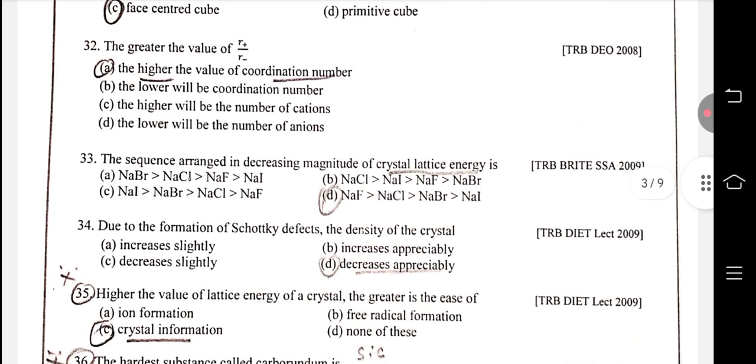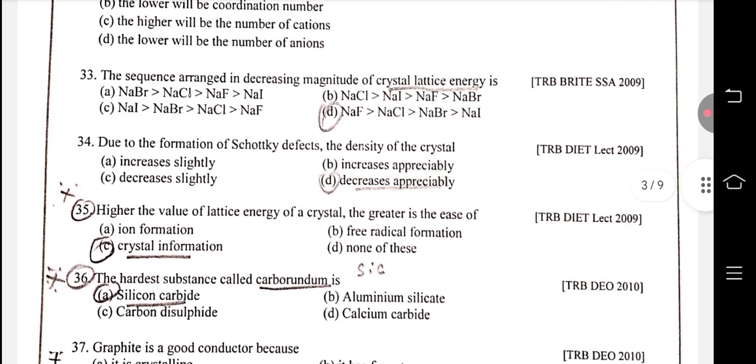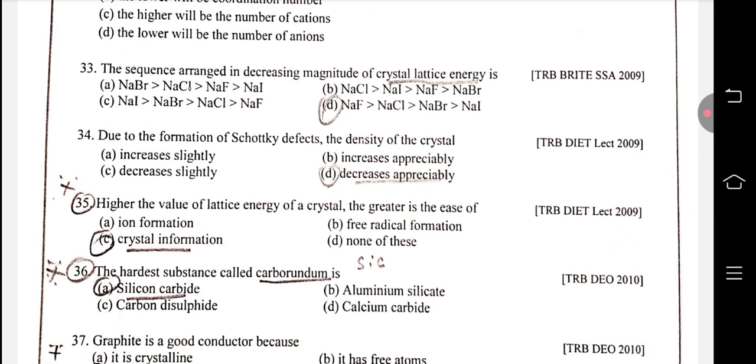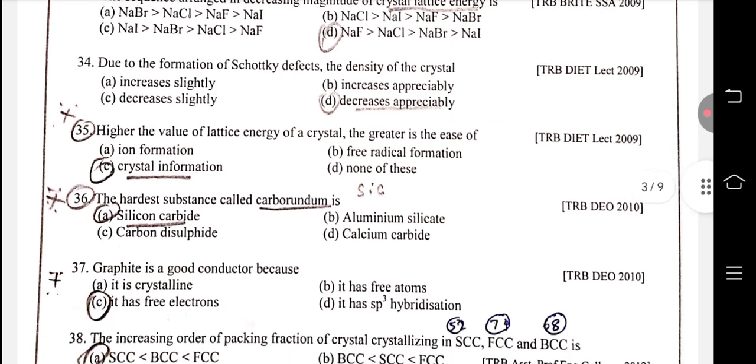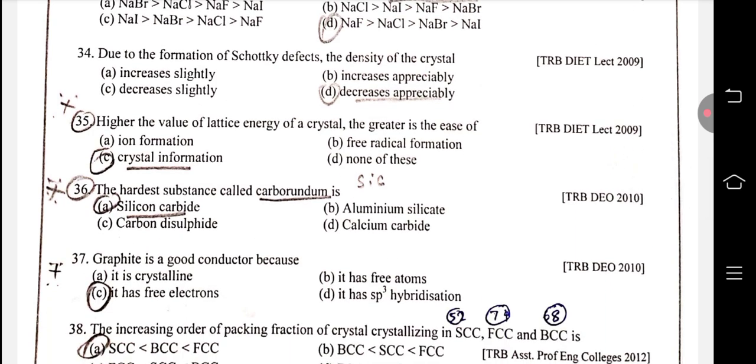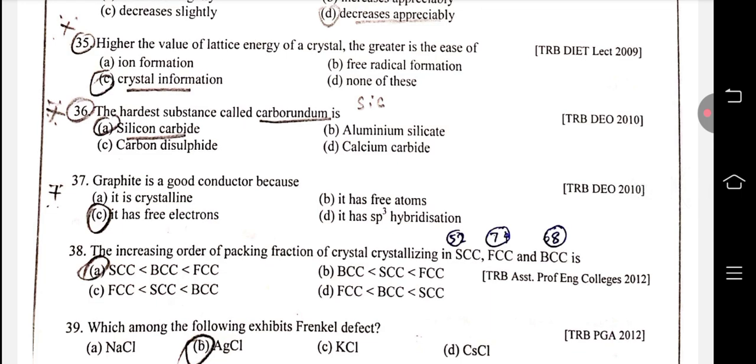The greater the value of the r plus by r minus radius ratio, the higher the value of the coordination number. The sequence arranged in decreasing crystal lattice energy, D is the right answer. Electronegativity increases, crystal lattice energy always increases. Due to the formation of Schottky defects, the density of the crystal decreases. Higher the value of the lattice energy, the greater the crystal stability.